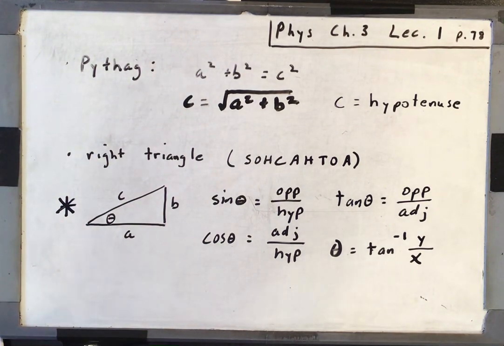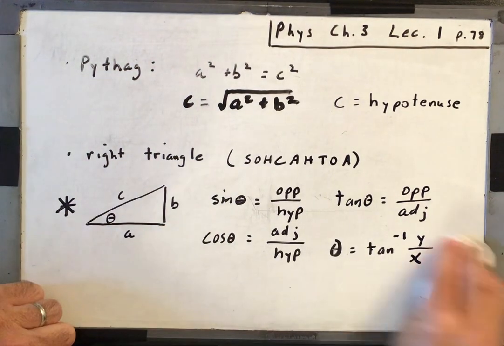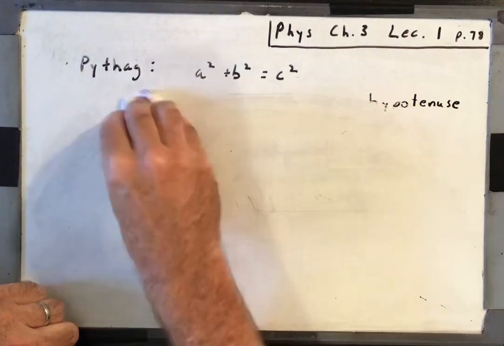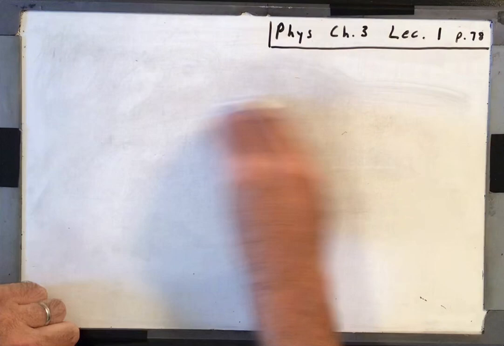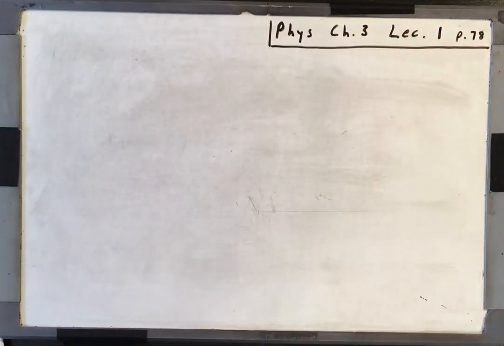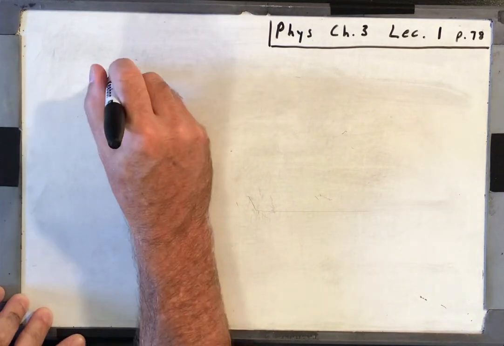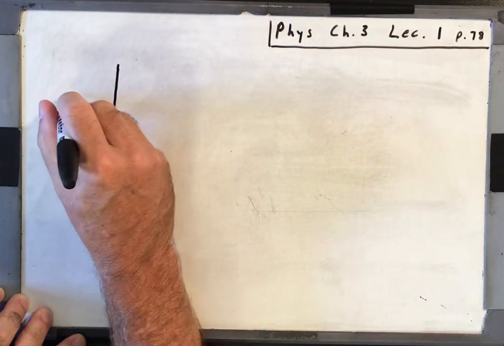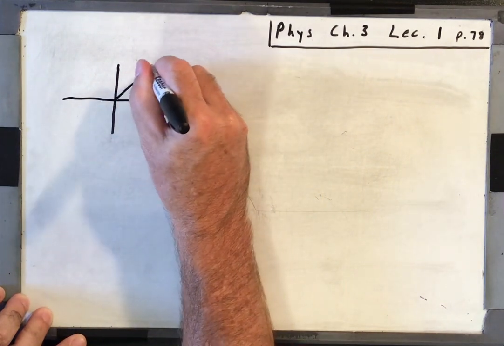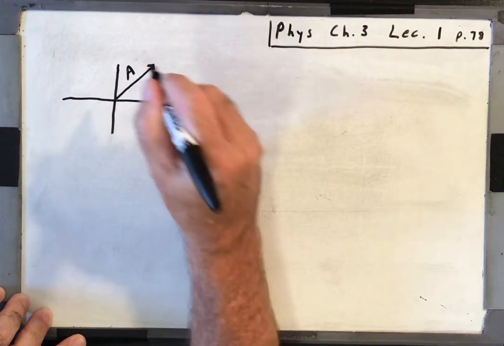Take a minute while I clean the board. Okay, further on down, we're at the middle of page 2, x and y components of 2D vectors. So on the left side of your paper, let's draw a coordinate plane. And let's draw vector A.